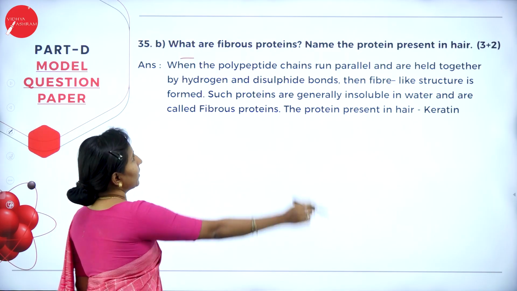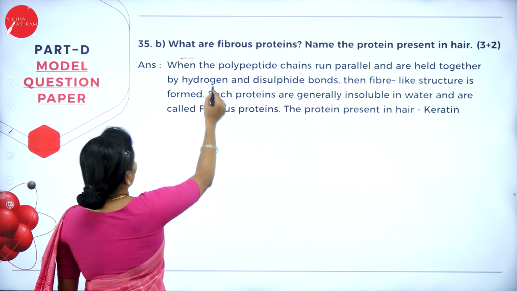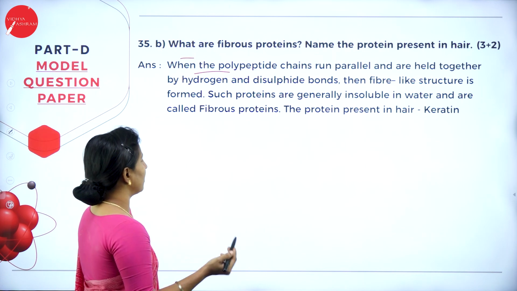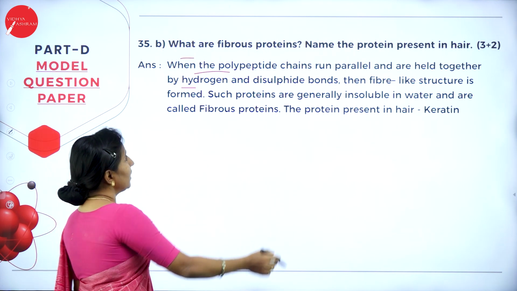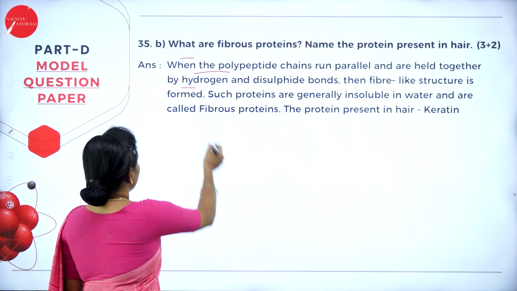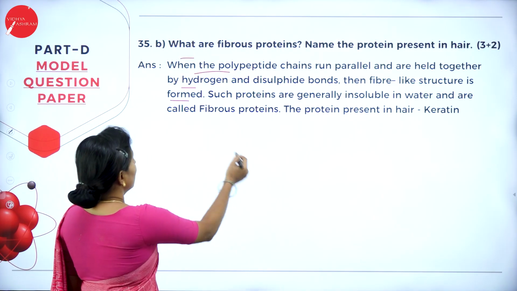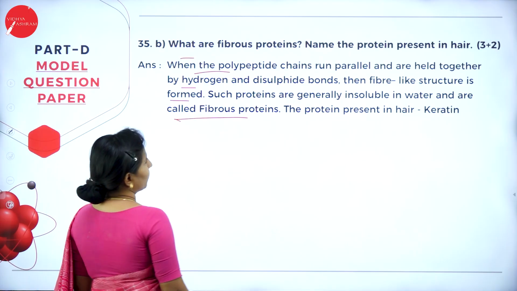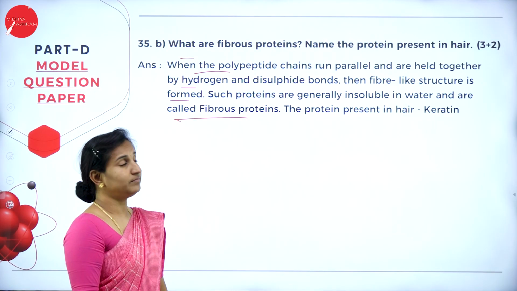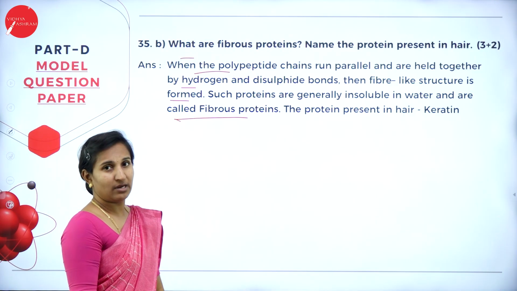What are fibrous proteins? Name the protein present in hair. When the polypeptide chains run parallel and are held together by hydrogen and disulfide bonds, a fiber-like structure is formed. Such proteins are generally insoluble in water and are called fibrous proteins. The protein present in hair is keratin. It is also present in ear cartilage and nails.